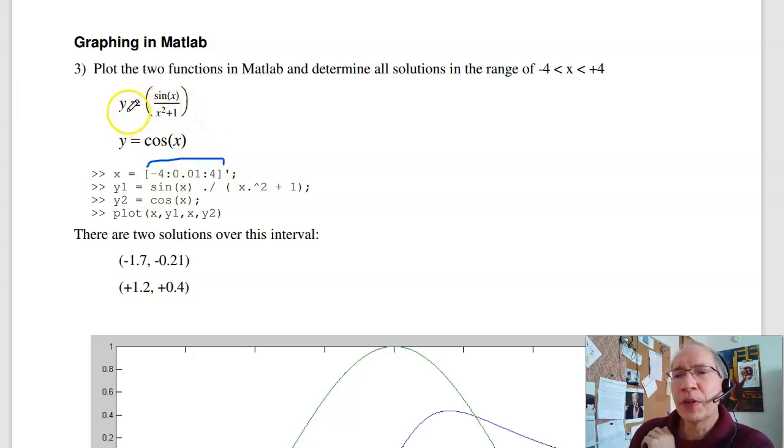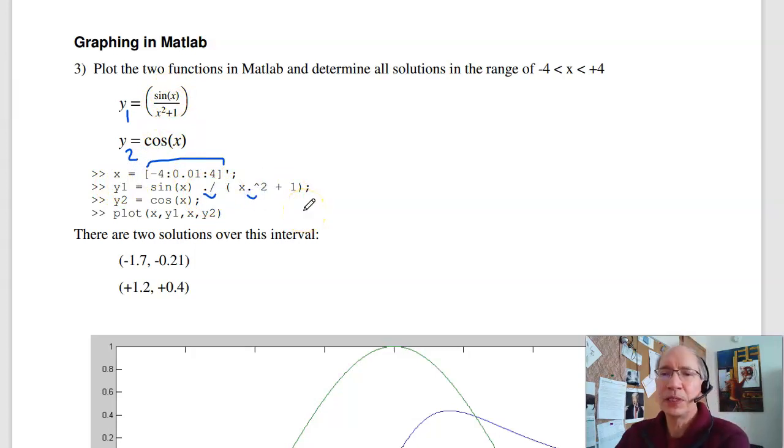The first function, call that y1, call that y2. y1 is sine of x divided by x squared plus 1. And here, I need to use the dot notation. Again, Matlab is a matrix language. If I do slash, it'll try to do a matrix division. I don't want it to do that. I want to do element by element division.